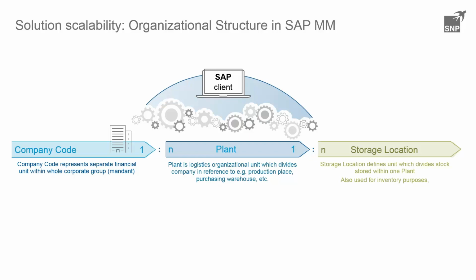As I mentioned before, each invoice is posted on company code level. Because of that, it is not possible to the invoice controller to run analysis, for example, on particular plant to which invoice products were sent.